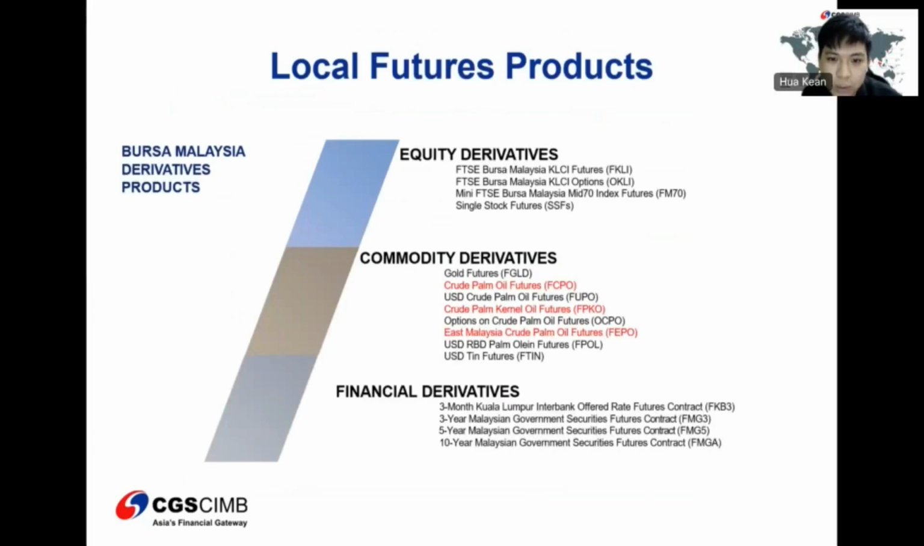Okay, our products, very quickly I'll go through. We offer local as well as foreign products. For local, the most active and famous ones are the FCPO and FKLI, which are commodity derivatives and equity derivatives. For Sharia compliance, we are the first to introduce it. We only have three products under Sharia compliance: crude palm oil futures, crude palm kernel oil futures, as well as East Malaysia crude palm oil futures, which is FEPO.